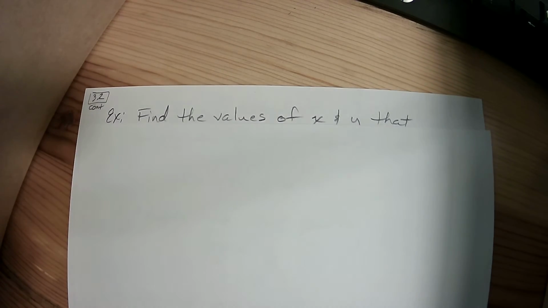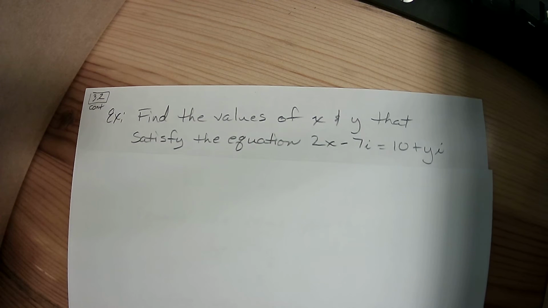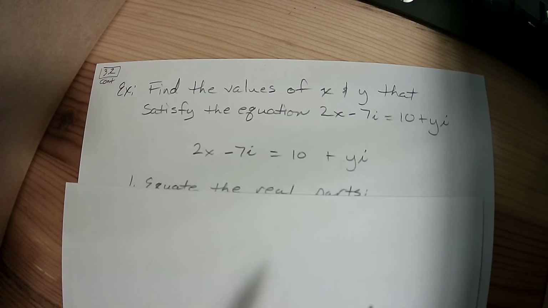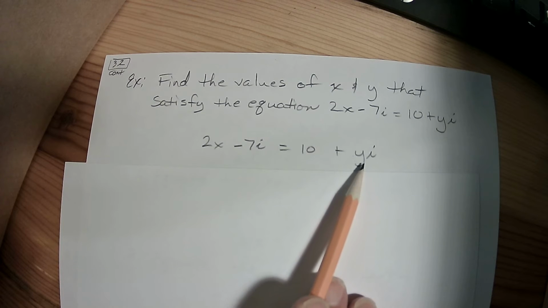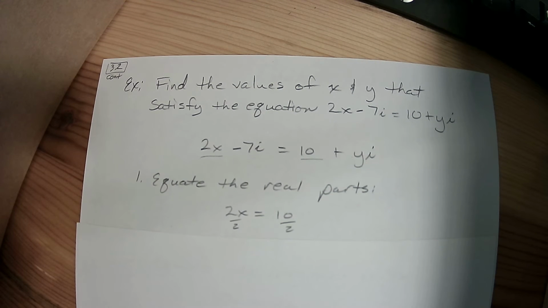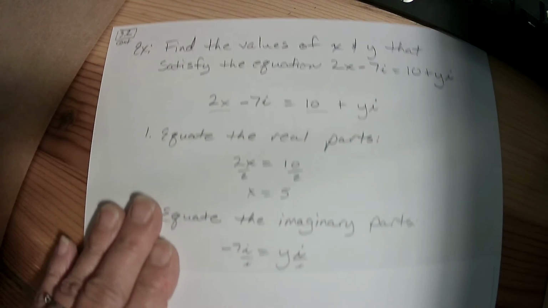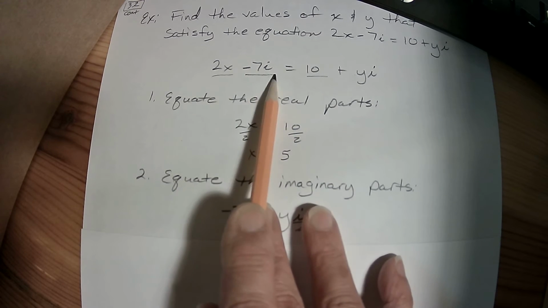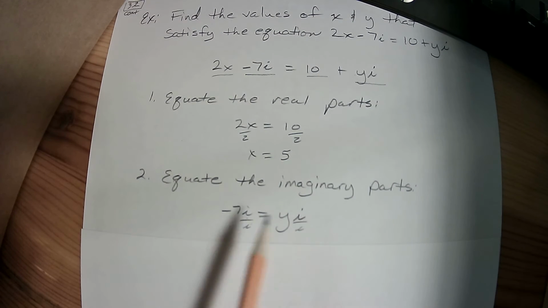In that 3.2 worksheet, you're going to have a section that will tell you to find the values of x and y that satisfy this equation. It's a lot easier than it looks. So we have 2x minus 7i equals 10 plus yi. The first thing you do is equate the real parts, set 2x equal to 10 and solve. So x is 5. And then the second part is you're going to equate the imaginary parts. So negative 7i equals yi. And I can see to make these equal, y has to equal negative 7.